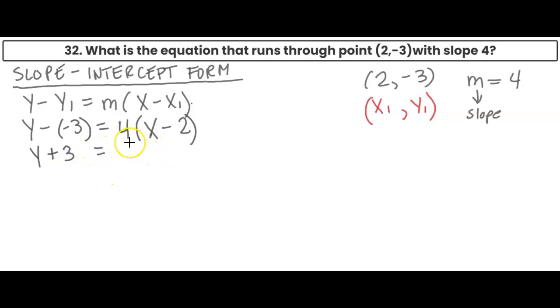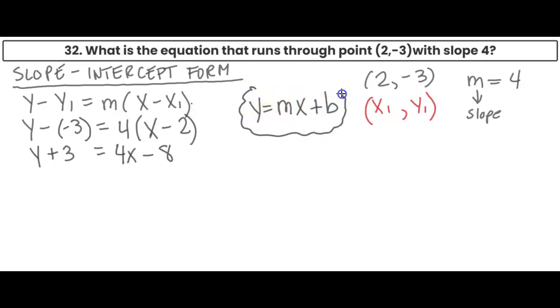And we have to do the distributive property. 4 times x is 4x. And 4 times -2, once again, pay attention to the signs: 4 times -2 is -8, because a positive times a negative is a negative. Now, we have to make the equation at the end of the day look like this, in that form.